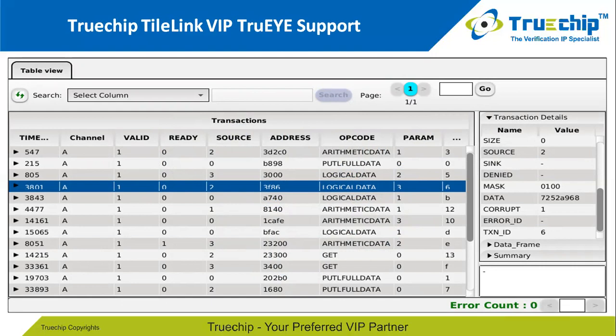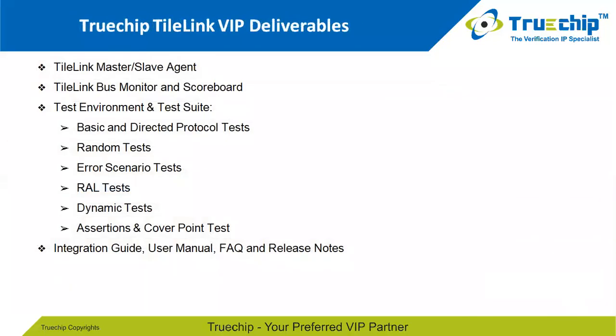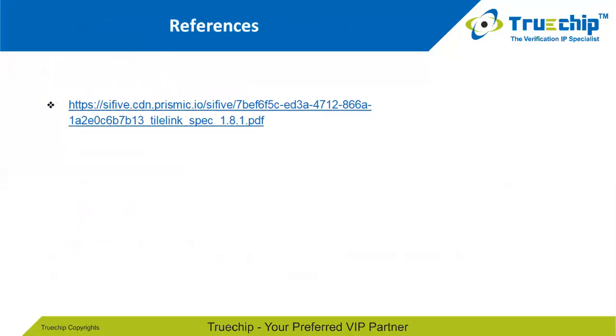Moving forward, these are the TrueChip TileLink VIP deliverables. All the VIP components like master, slave, monitor, and scoreboard are provided along with different types of test suites like the directed, random, error injection, and dynamic test suites. In the documentation, we provide the integration guide for easy debugging and integration along with the user manual and the release notes. So this is all about the TileLink VIP.